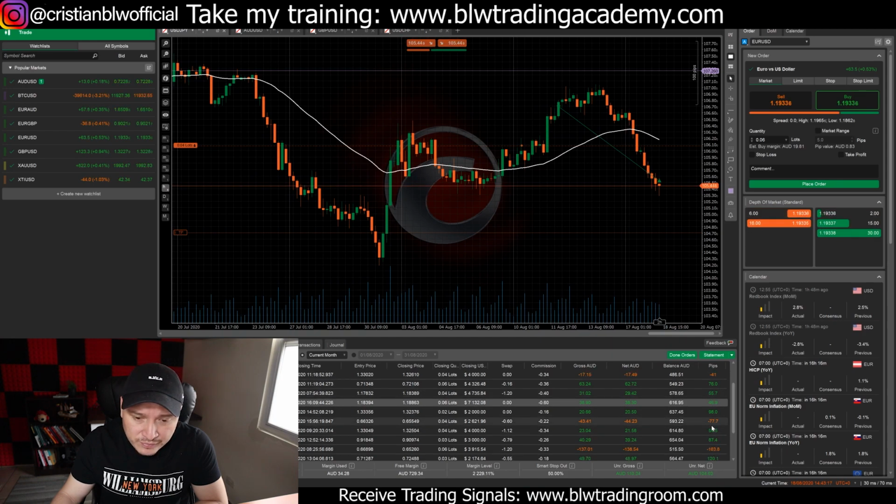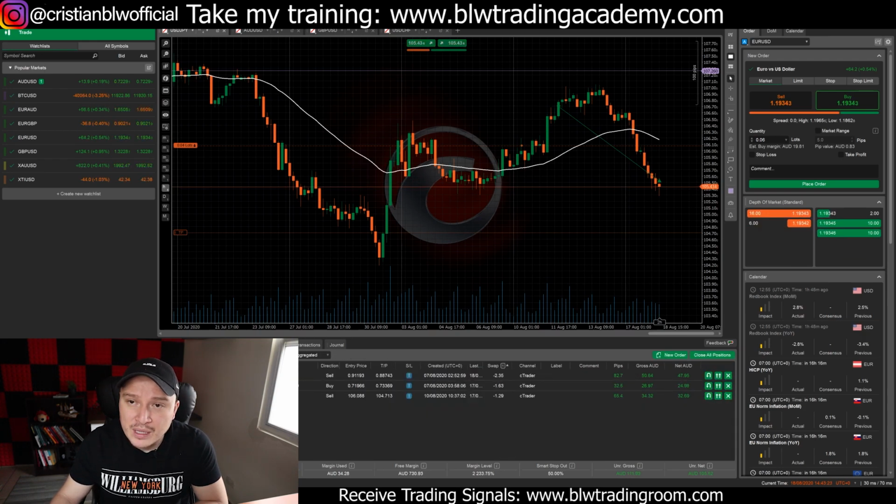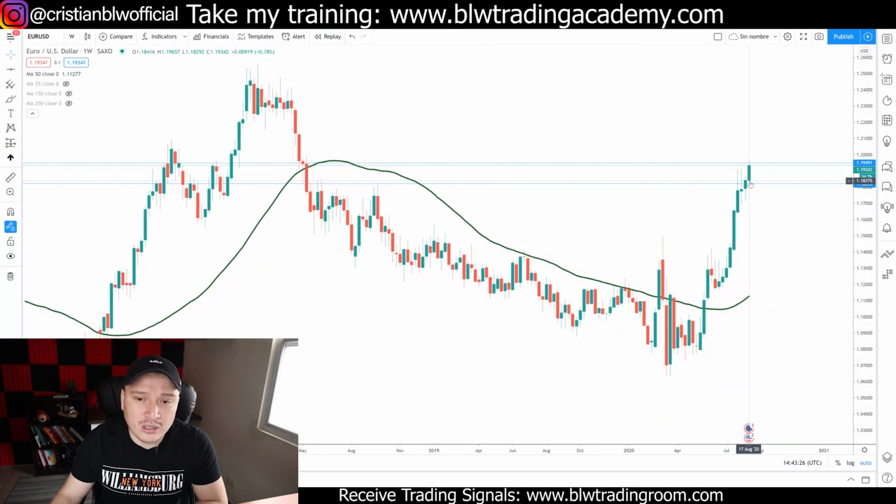And I was able to make 55, 46 pips. I think those are the only two trades that I actually placed. I could have placed more. I really thought it was going to start to retract, but it didn't. But this week's candlestick, as you can see, is a bullish candle.